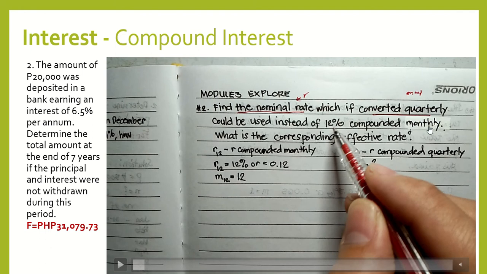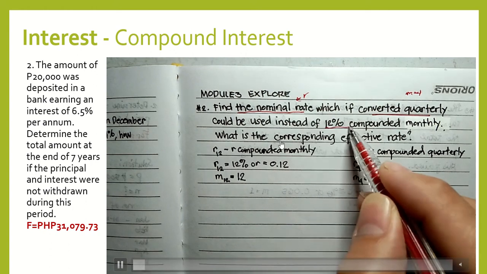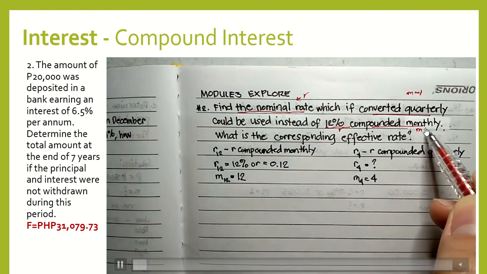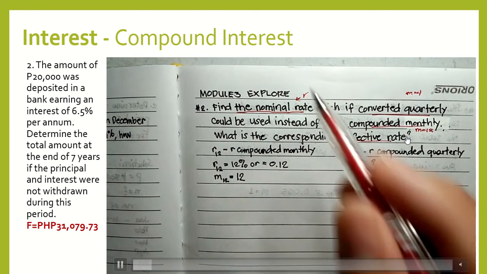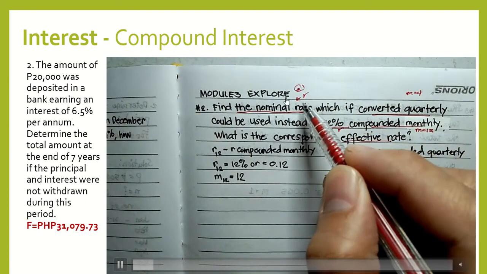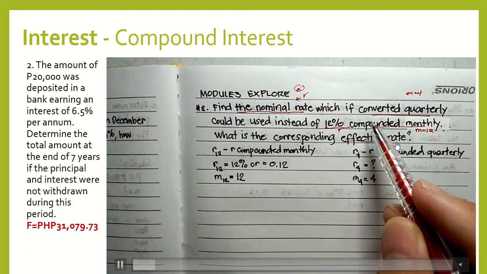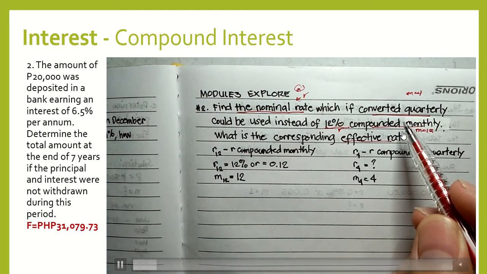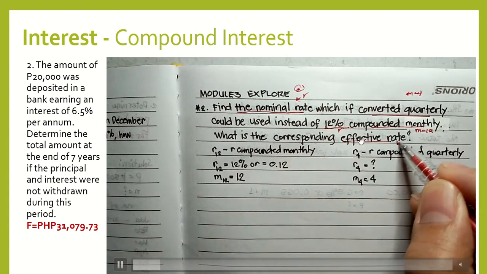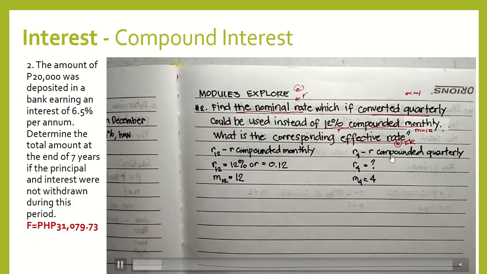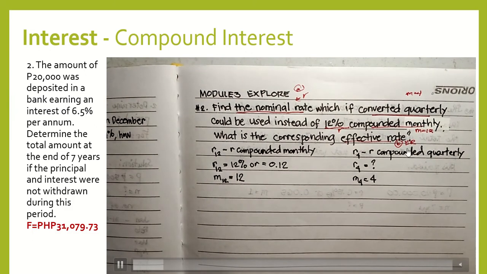So take note of the problem. If you analyze the problem, you have an R at a certain M. However, there's also another R at another M, which is equal to 12. Then another question is that we have to get the effective rate, which means we have two unknown values here, an R and an effective rate. Remember that effective rate is in terms of years. Now we have two unknown values.